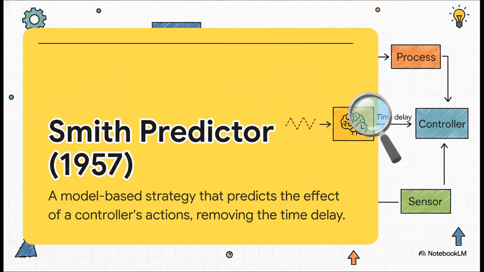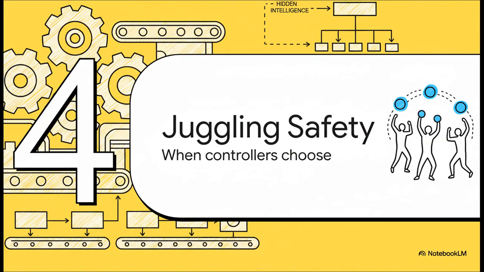Basically, it runs a digital twin, a super fast computer simulation of the process. So instead of waiting around for the real result, the controller gets an instant prediction from this model of what will happen. It gets to control the future, not the past, which effectively just erases that time delay from all its calculations. Okay, so we've made our controllers faster and we've made them smarter about time.